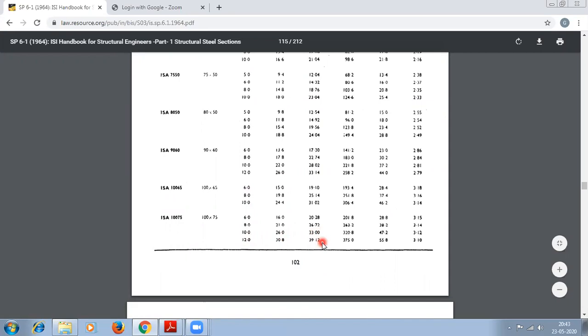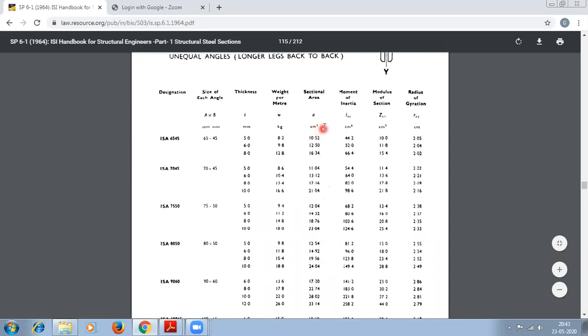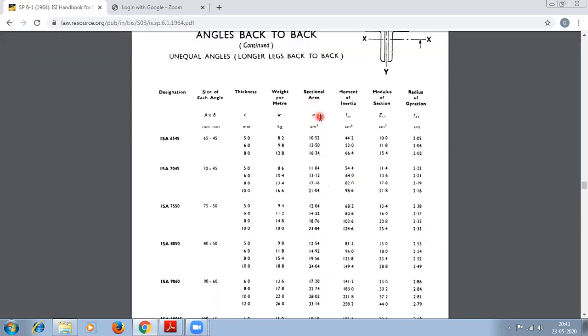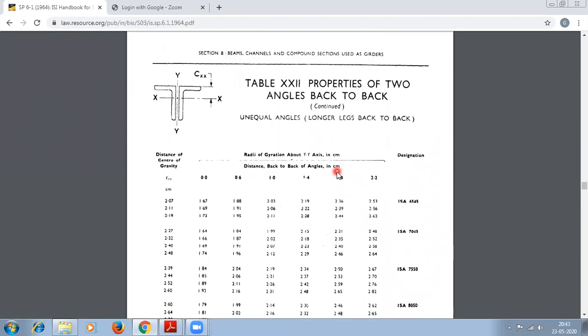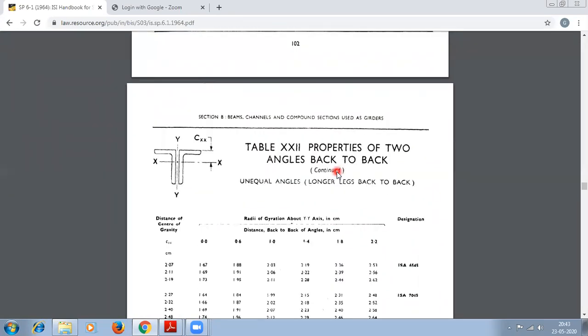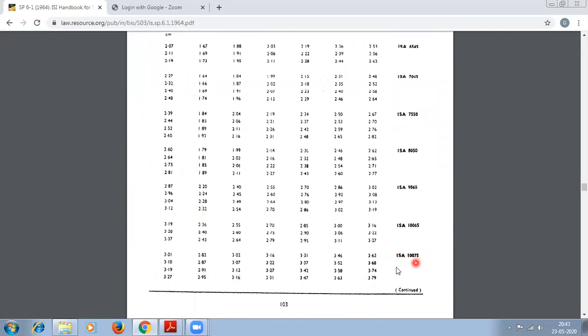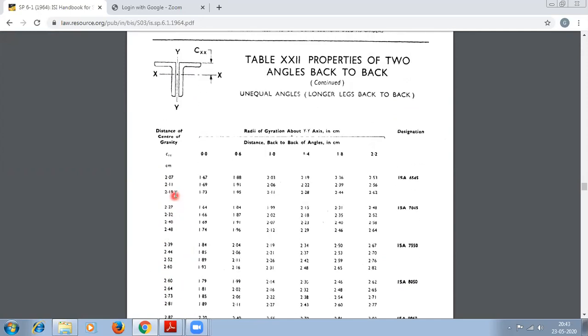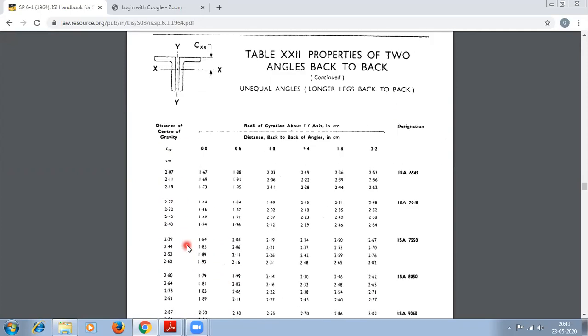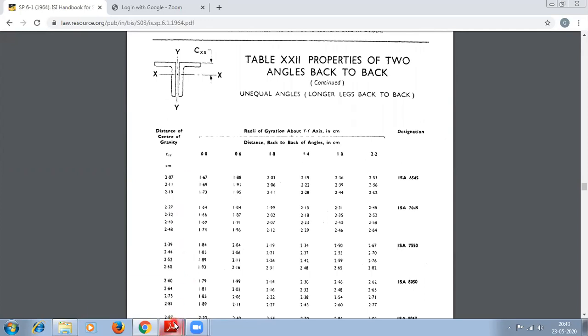And the area is how much? Particular area is 33.00, and the unit of area is centimeter square. If it is in mm, it will become 3300 mm square. Fine. So next, if you go to the next page, here you want another parameter, CXX. That is in the next page. So here it is CXX. Here it is 100 by 75, the third row at 10 mm. So it is 3.19, in centimeters, so 31.9 mm. So you need to write down all these.